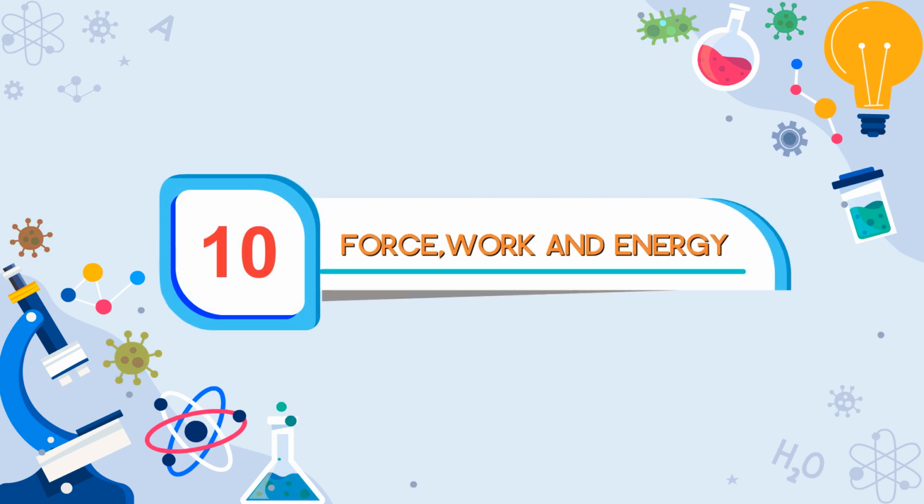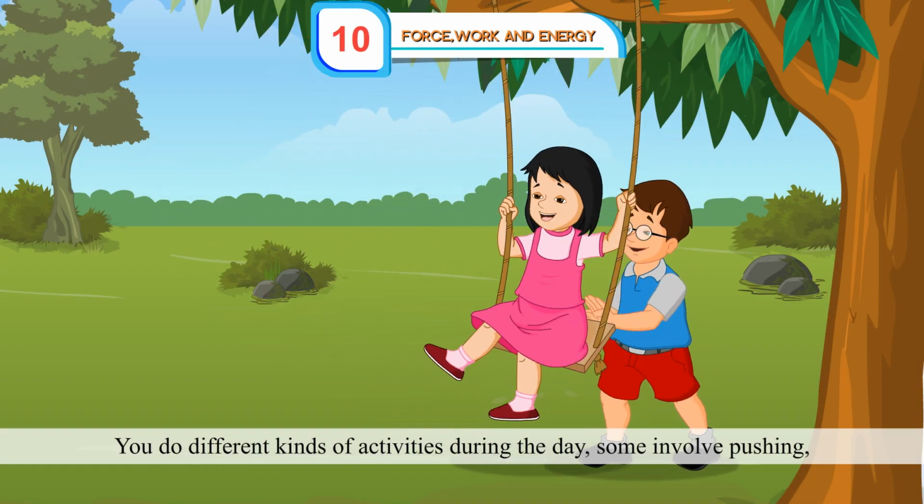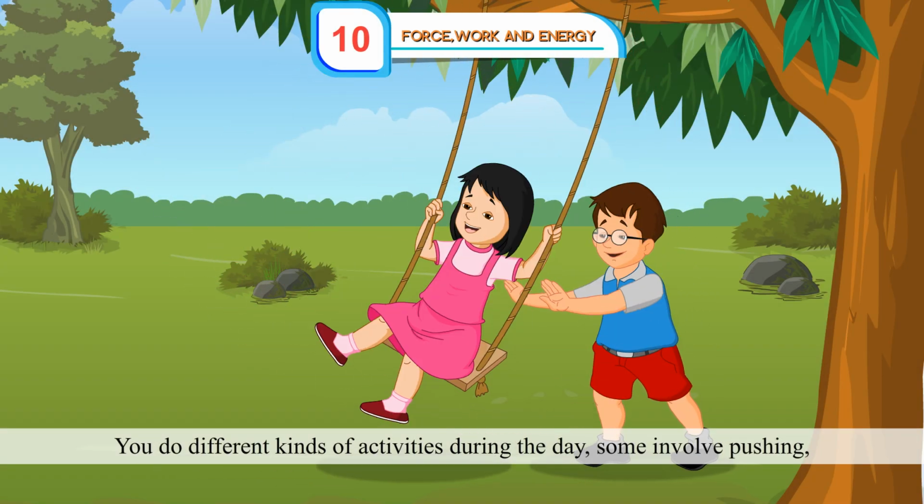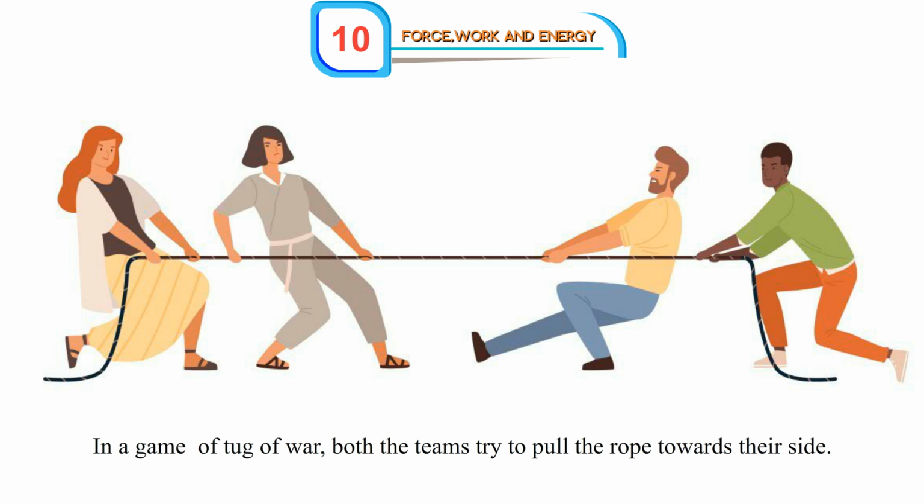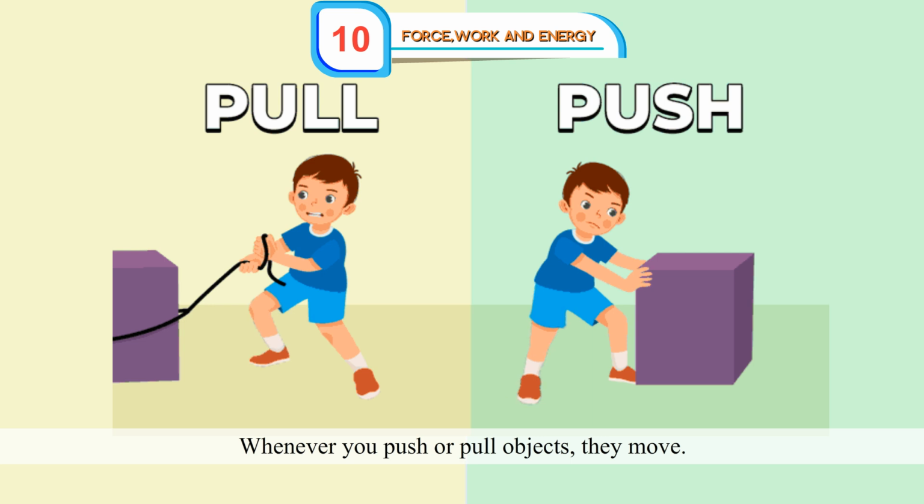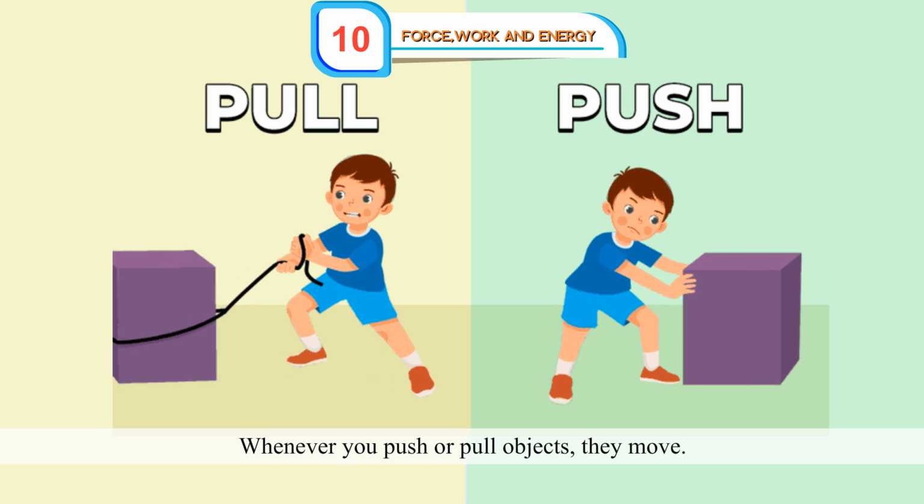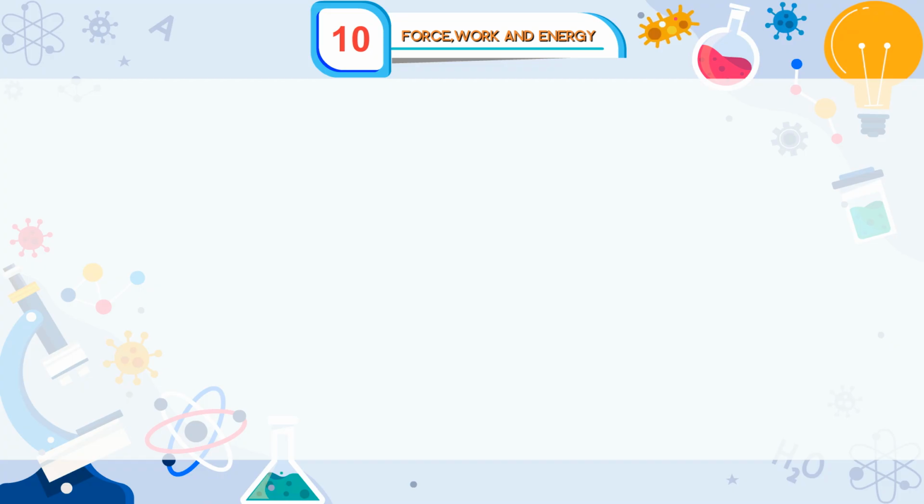Chapter 10. Force, Work and Energy. You do different kinds of activities during the day. Some involve pushing, while some involve pulling. In a game of tug-of-war, both the teams try to pull the rope towards their side. In a game of wrestling, the opponents push each other. Whenever you push or pull objects, they move. Force is a push or a pull.